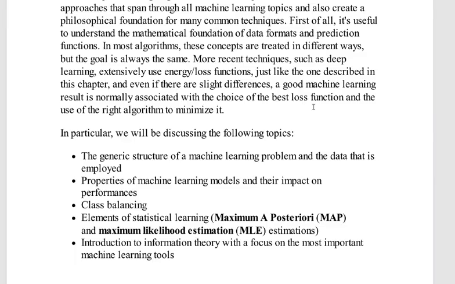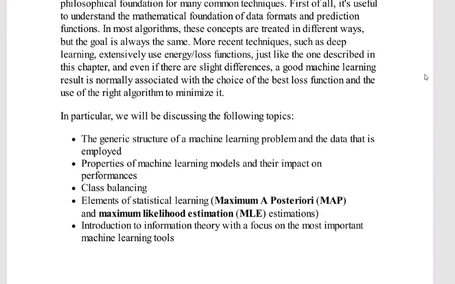The next one is the properties of machine learning models and their impact on performance. Once the data is analyzed, we move towards the ML models, which are useful for getting better outputs or better performance. The third one is class balancing. Depending upon data implementation, we analyze or balance the data with respect to the performance or the output required.